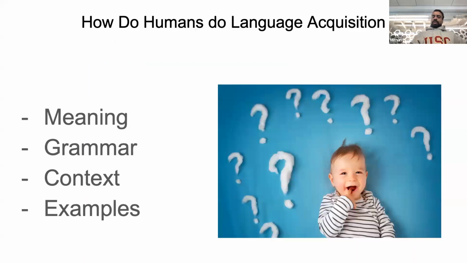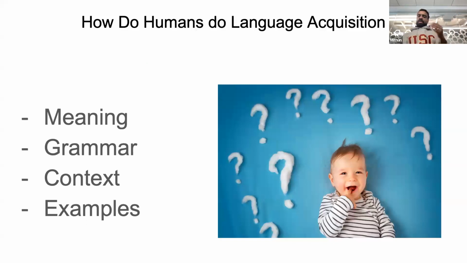So we learn from a lot of things. If you think about it, we learn from meaning, we learn from grammar, like we use the meaning to build up things. We also, of course, learn from context. Remember the bank example? And we also learn from actual real life examples. Slowly, it's a very slow learning process.